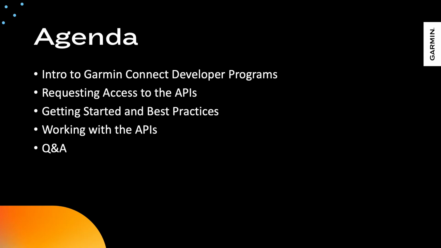For today's presentation, we're going to be covering the basics of getting started with the Developer Program APIs, as well as covering a few intermediate and advanced topics. So hopefully there will be some takeaways regardless of your level of experience working with the APIs or any other APIs. We're going to start out with a high-level overview of the Garmin Connect Developer Programs. Next, we'll talk about how to request access to the APIs and what to expect during the application process. Then we'll dive into getting started with the APIs and some best practices. After that, we'll look at a few of the APIs in a little more detail, and at the end of the session, we'll have time for Q&A.